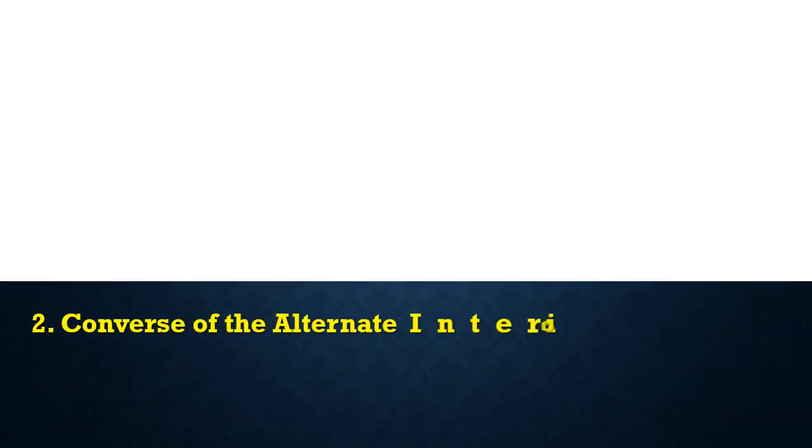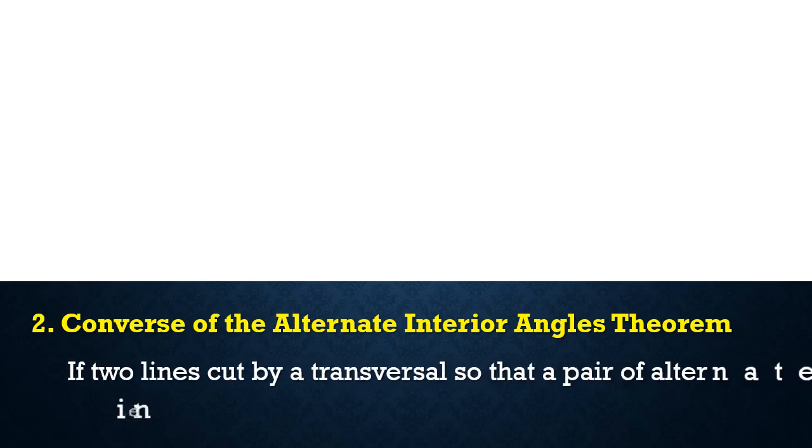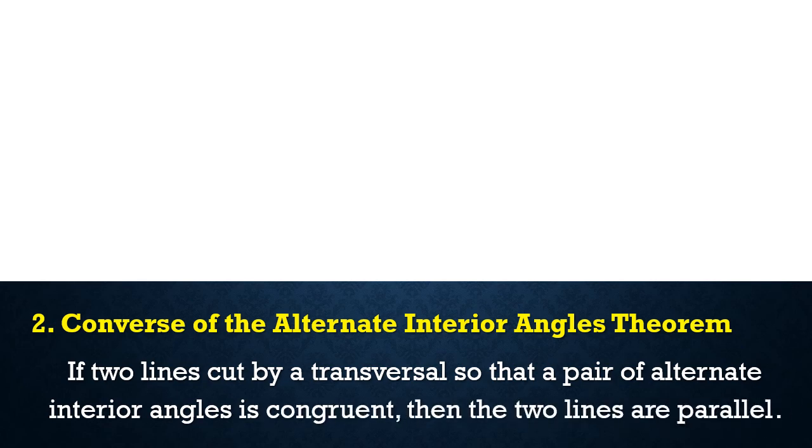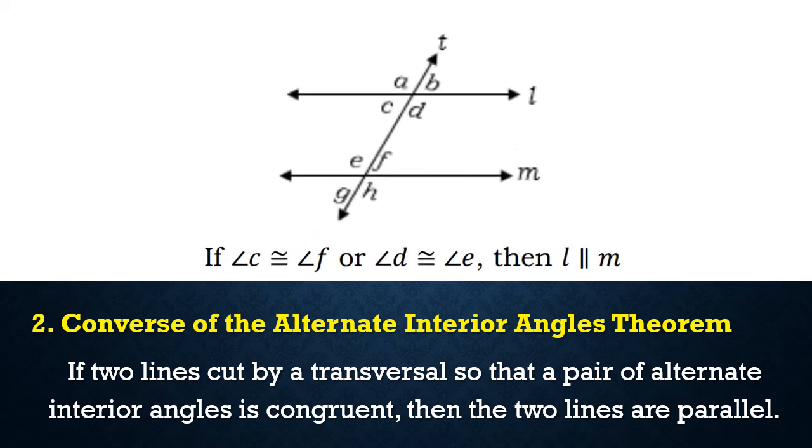Number 2, converse of the alternate interior angles theorem. If two lines are cut by a transversal so that a pair of alternate interior angles is congruent, then the two lines are parallel. Here is our illustration. If angle C is congruent to angle F, or angle D is congruent to angle E, since they are a pair of alternate interior angles, then the two lines are parallel. Line L is parallel to line M.